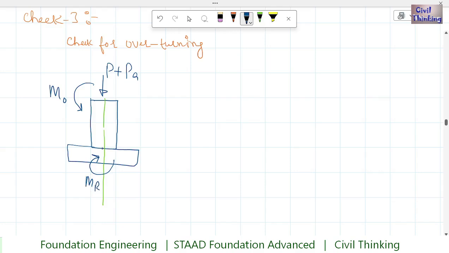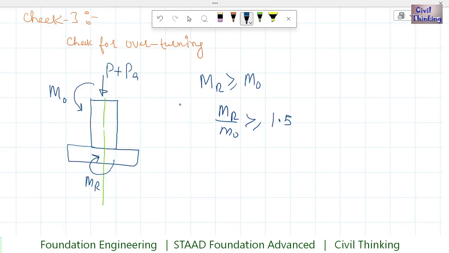So we need this resisting moment. It has to be equal to or more than the overturning moment, then our structure is safe against overturning. M_R divided by M_O has to be greater than or equal to 1, but typically it should be greater than 1.5, though this value depends on the code that you are following. So what is the resisting moment? It is the opposing moment which acts against this overturning moment.